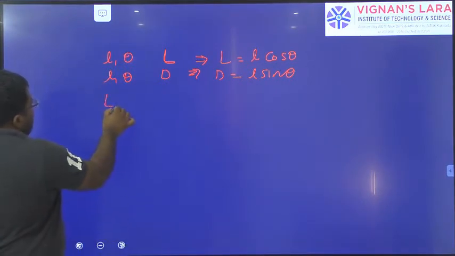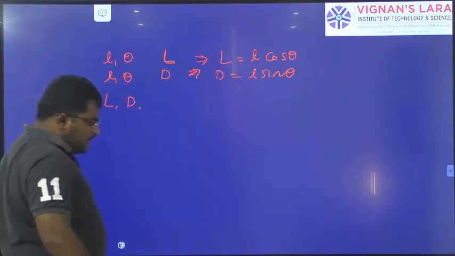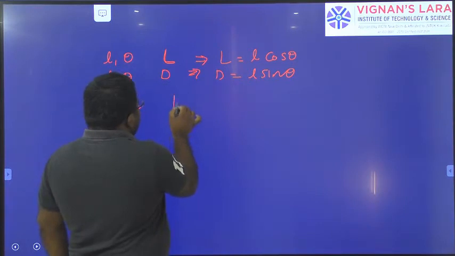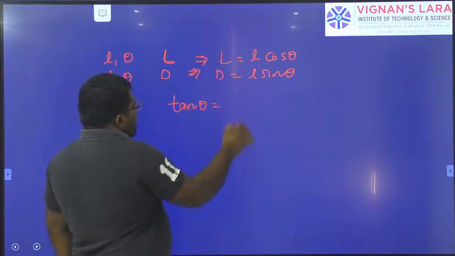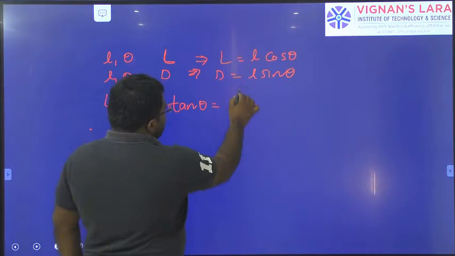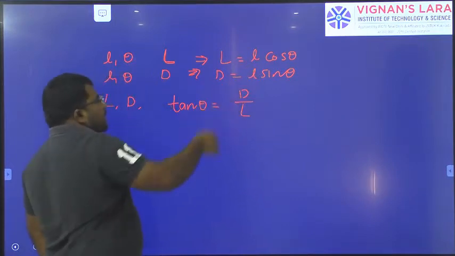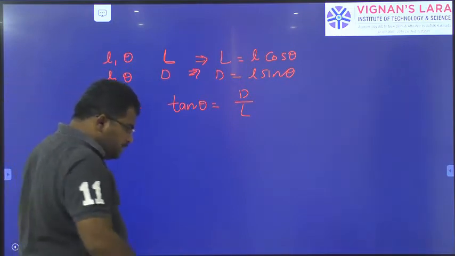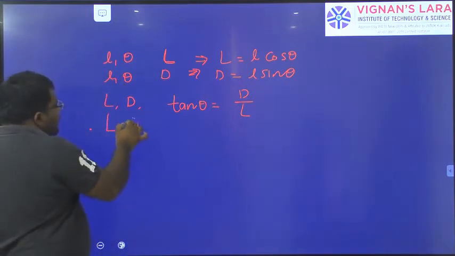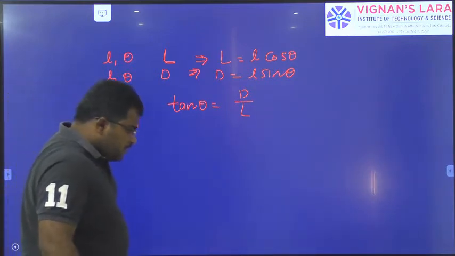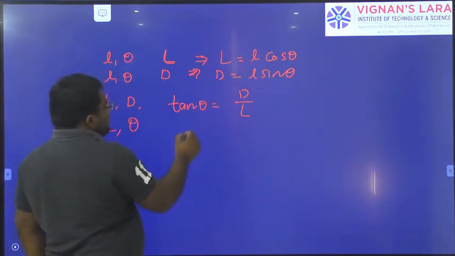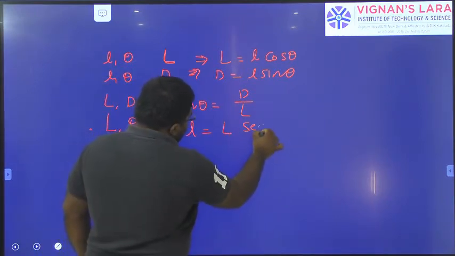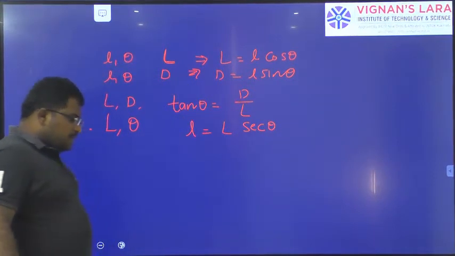If the latitude L and the departure D values are given and we need to find the angle, then tan theta will be equal to D by L, since sin by cos is equal to tan theta. Next, sometimes they may give the latitude value and the theta value. In that case, small l is equal to capital L secant theta.